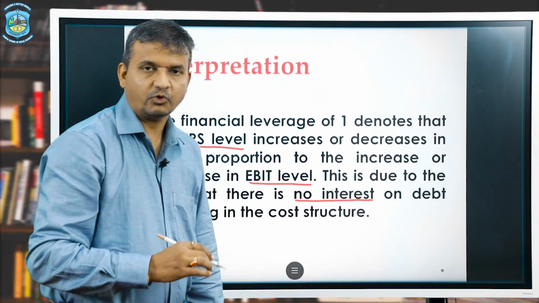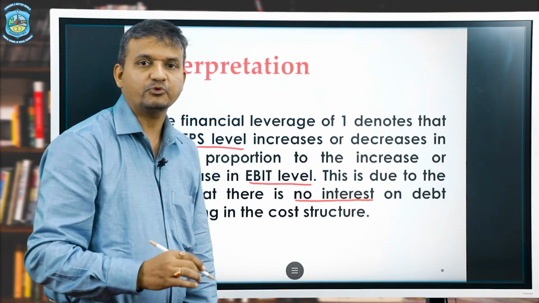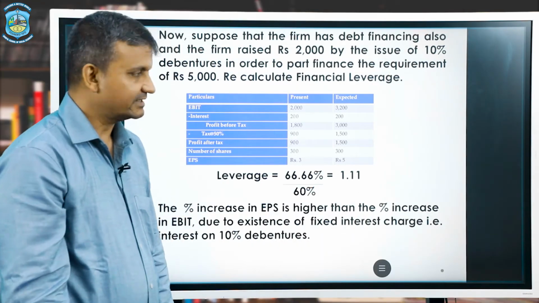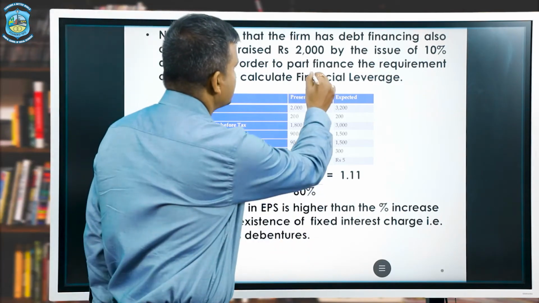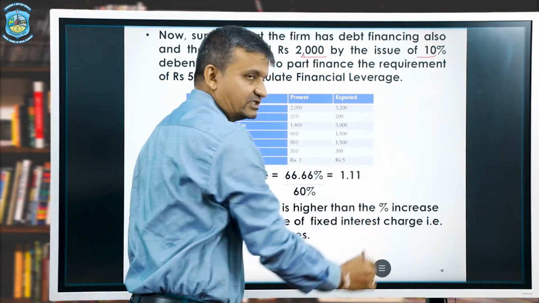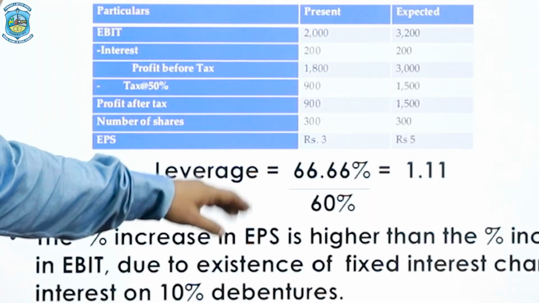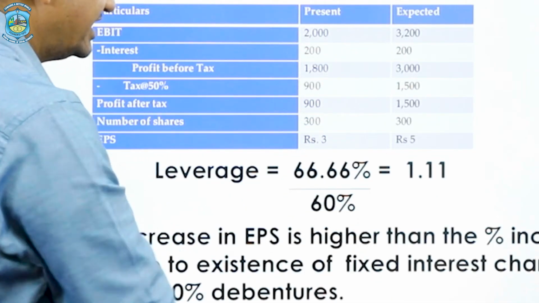Now let's understand what will happen if there is a debt component in the cost structure. Now let's take an example where we have debt financing. In this particular question, we have raised 2000 with the help of 10% debentures. Now let's see the impact on financial leverage. EBIT is 2000, 3200 as before.